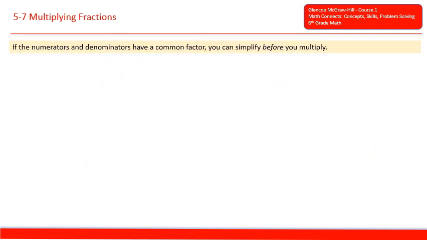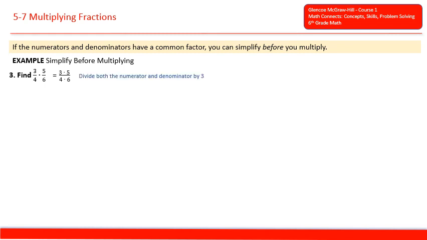If the numerators and denominators have a common factor, you can simplify before you multiply. So 3/4 times 5/6. Are there any common factors between any of the numerators and any of the denominators? We'll put the numerators over the denominators, 3 times 5 over 4 times 6. And we see that there is a common factor of 3 with 3 and 6. So we can divide 3 by 3 and get 1, divide 6 by 3 and get 2, and then we'll multiply 1 times 5 and get 5, and 2 times 4 to get 8, and that is our answer.